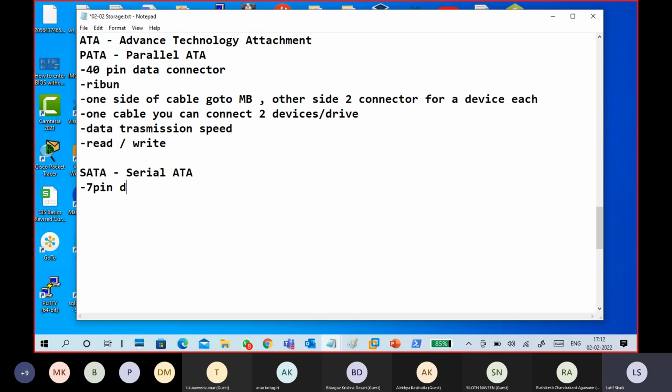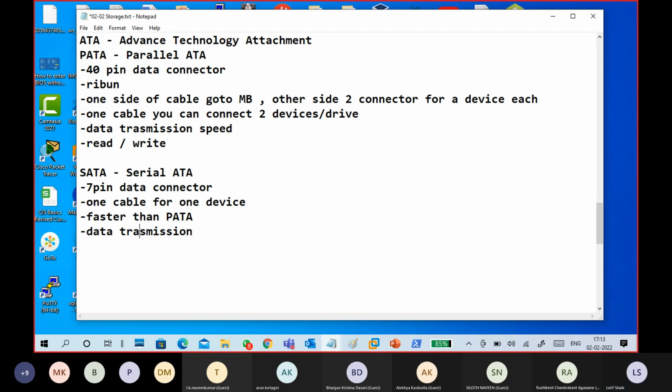SATA has a 7-pin data connector. It is a single cable, one cable for one device only. Only one device you can connect. It is faster than PATA. Some people talk about hot swappable and cold swappable, but I don't believe in that. Both are cold swappable only, as you know. So compulsory, compare the data transmission speed, or any speed like read and write speed.